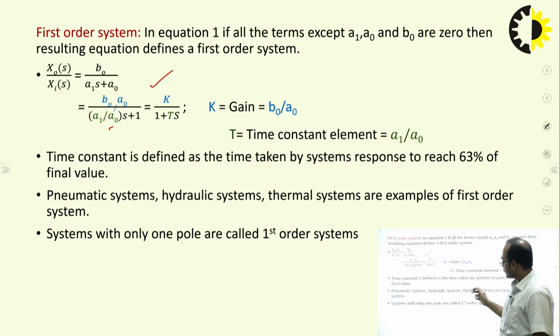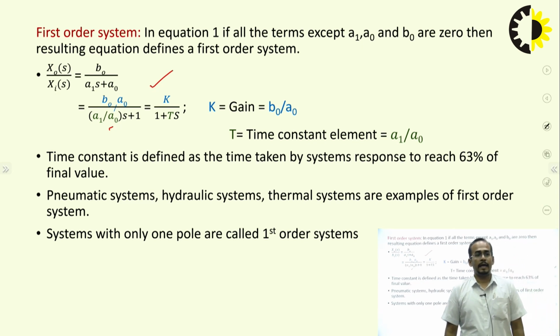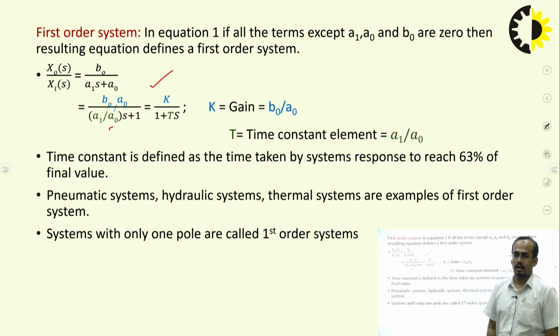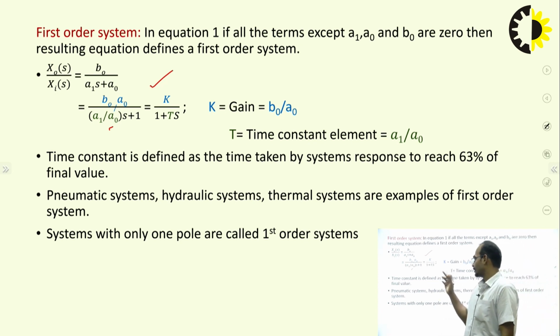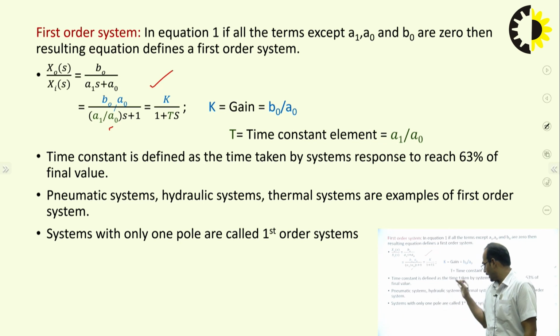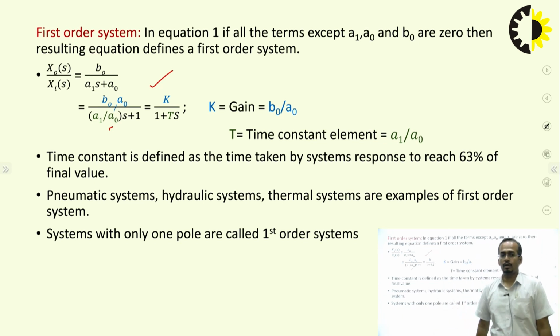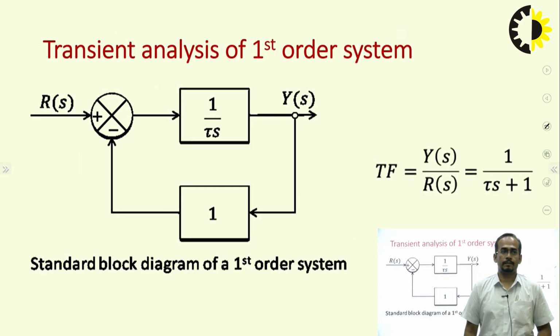The time constant is defined as the time taken by the system response to reach 63% of the final value. Pneumatic systems, hydraulic systems and thermal systems are examples of this first order system. Systems with only one pole are called first order systems.